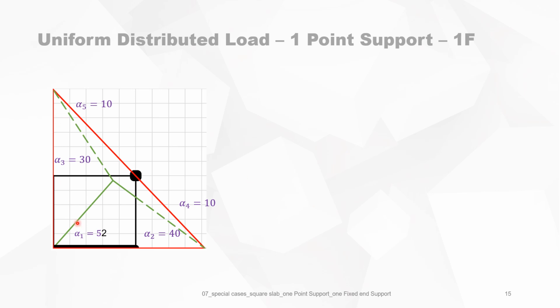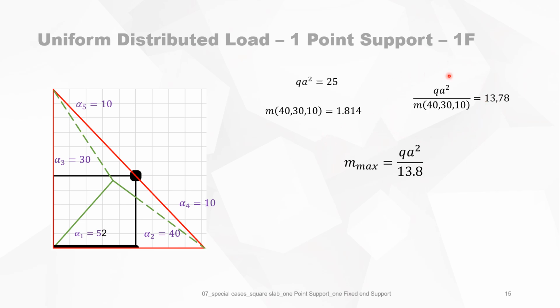We can now look at what the result is. If you plot the axis of rotation, then you see that you have yield lines looking like this. With QA squared 25, the bending moment is 1.814. You can express it in a different way by saying M max is equal to QA squared, the scale, divided by 13.8. It's just like that. And it looks like here.